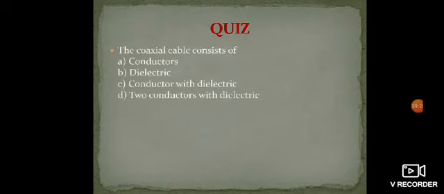The coaxial cable consists of: option A, conductors; option B, dielectric; option C, conductor with dielectric; option D, two conductors with dielectric material. So please note this question.